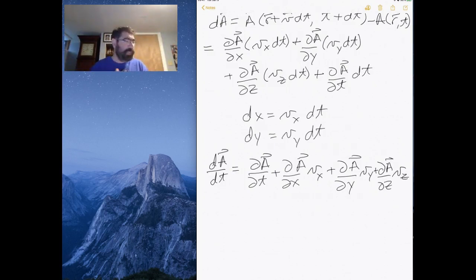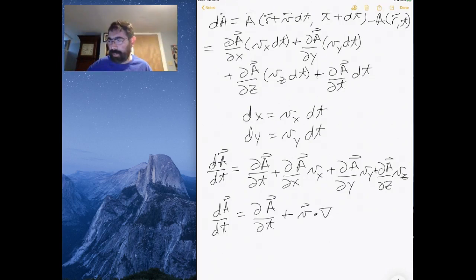Okay, which means I can now write this full derivative dA dt as the partial derivative with respect to time plus V dotted into del times A. So this is called a convective derivative.